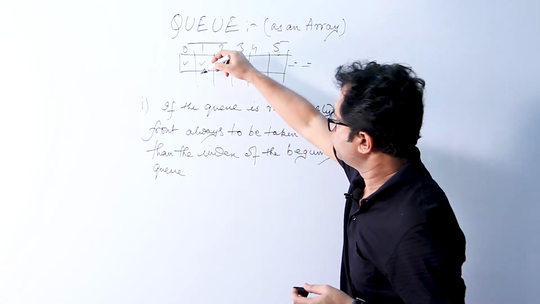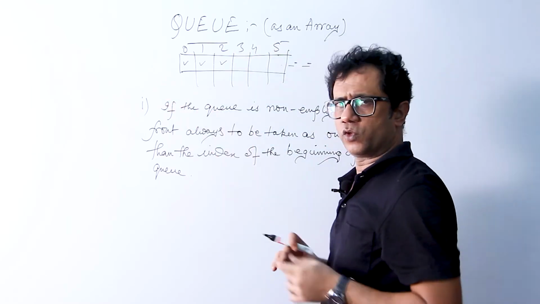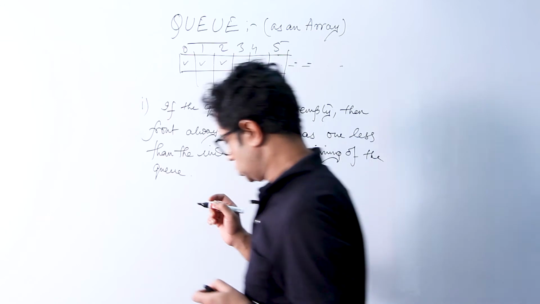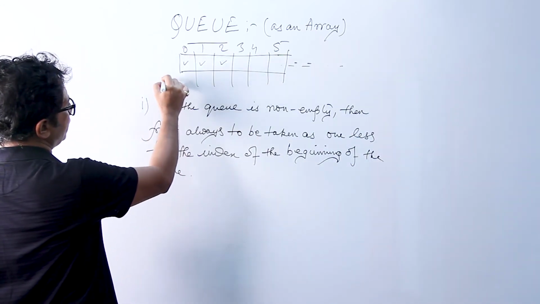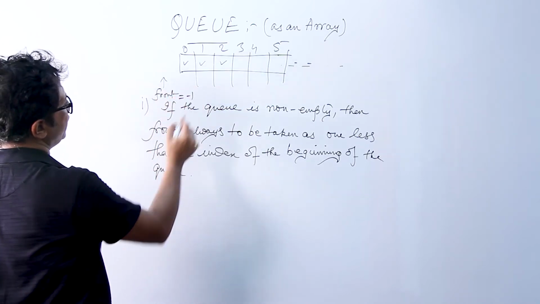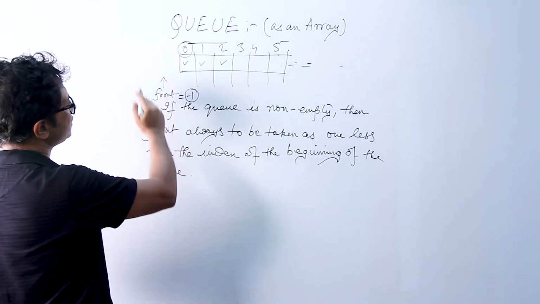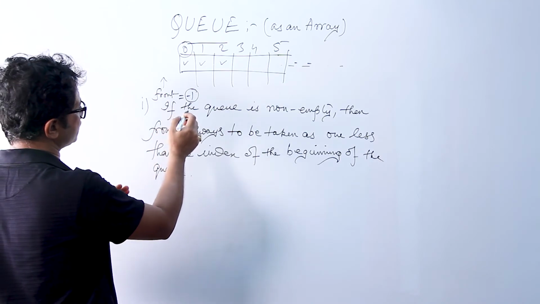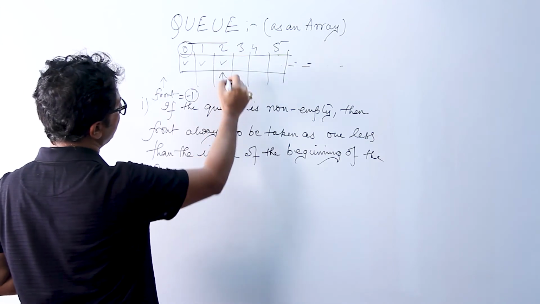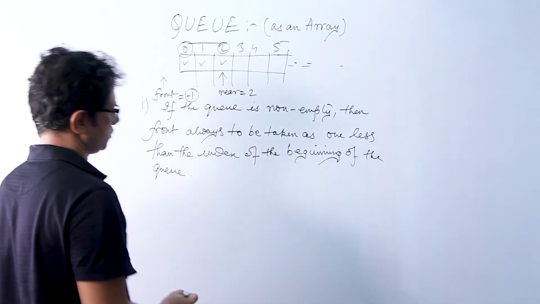So in this case, if the Q is non-empty, you always take the front to be 1 less than the index of the beginning of the Q, which will help us in the primitive operations to be performed on the Q. So the front can be thought of as a value containing -1 in this case, because the index of the beginning of the Q is 0, and 1 less than that is obviously -1. So front will be taken as -1 and rear will be taken as this position. So rear is 2 in this case.